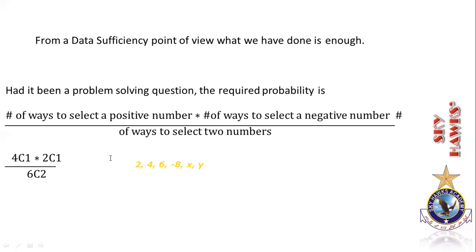And total, as you know, that divided by the total outcomes. We have six total numbers and combination two, we will have to select two. So we can get the answer. And I'm sure that you know how to get the combination for nCr: n factorial over r factorial times (n minus r) factorial. So this is all about that.